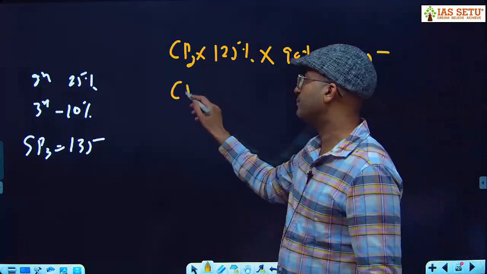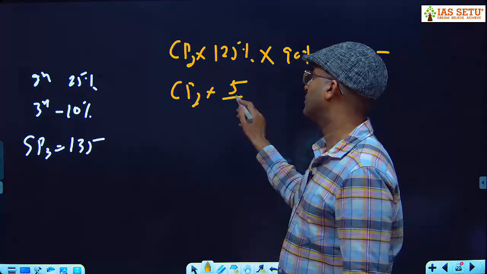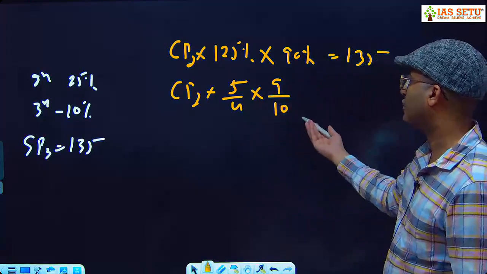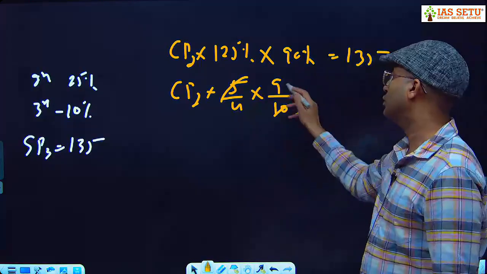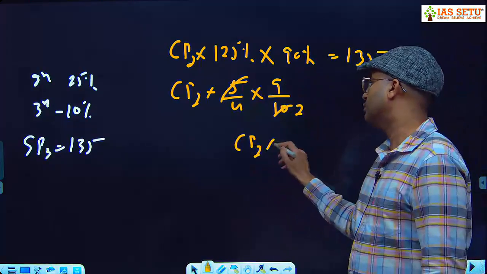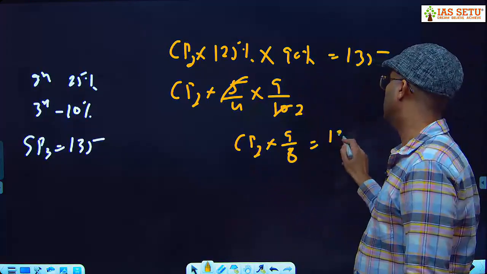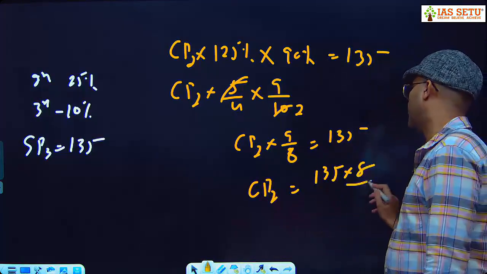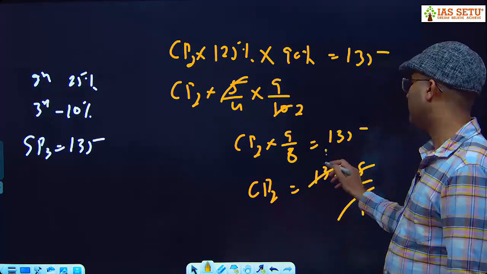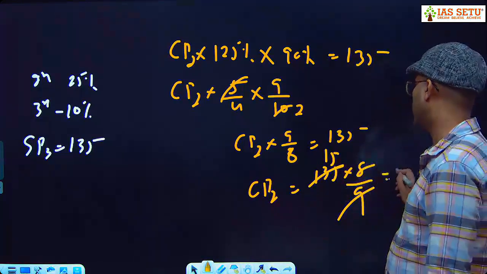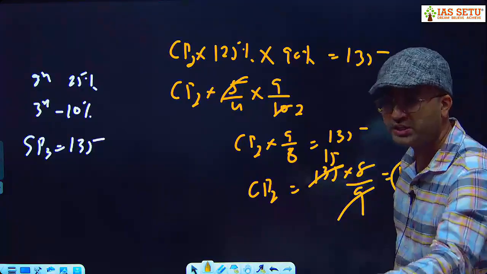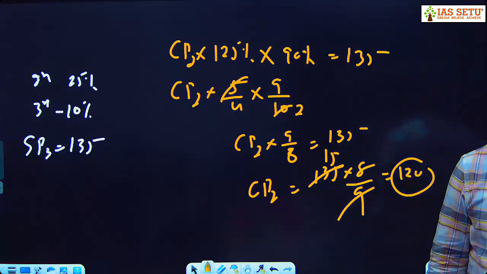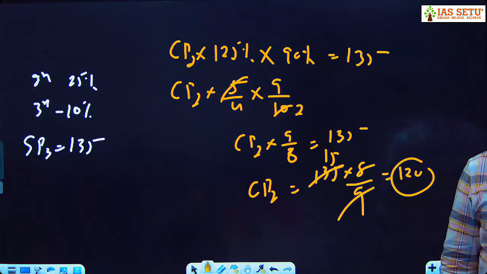So here CP2, this 125% is 5 by 4, this is 9 by 10, so it is 45 by 40, which cancels by 5 to give 9 by 8. CP2 into 9 by 8 is equal to 135. What is CP2? 135 into 8 by 9, 9 15s are 135, so 120. She has purchased that for 120 rupees. They sold it for 150 rupees, she suffered a loss of 15 rupees and sold it for 135 rupees.